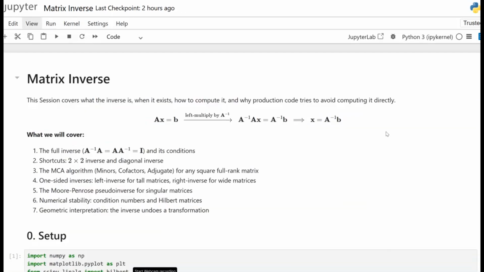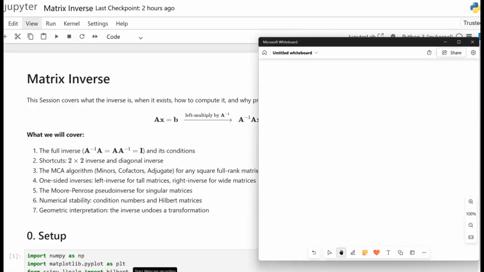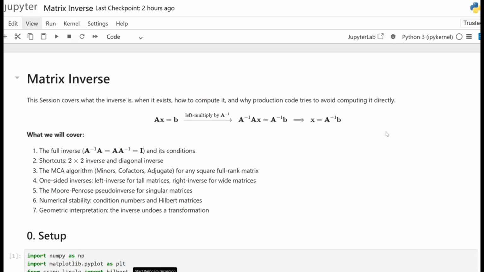So I hope that with this session we unlocked the concept of the matrix inverse, dear friends, and its dependence on rank. A square full rank matrix has a full inverse, that is A inverse A is equal to A A inverse, which is equal to the identity. I hope this session will be useful.